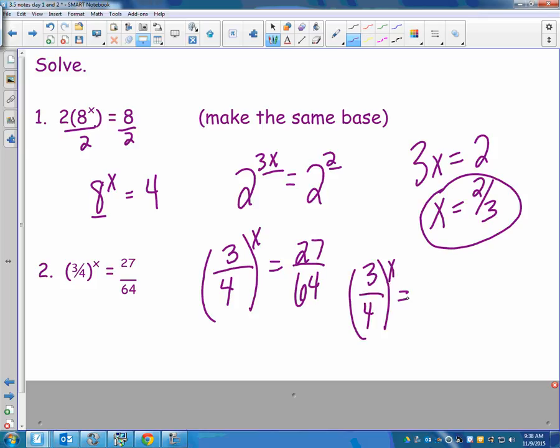So could I write this as 3 over 4 to the third? 3 to the third is 27. 4 to the third is 64. What's the answer here? 3. X equals 3.